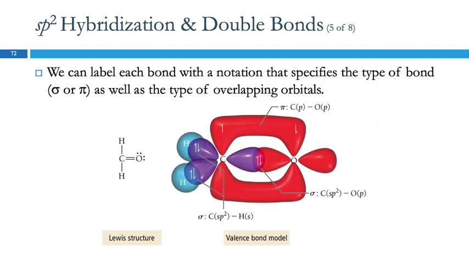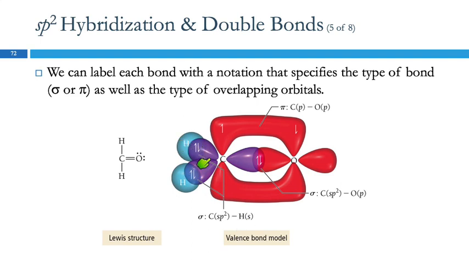So this is that same picture. We can label these bonds to indicate what atoms are involved, what kinds of bonds they're forming, and what orbitals they are using. So this bond here is an end-to-end overlap, and so that's a sigma bond between carbon and oxygen. The carbon here is using an sp2 hybrid orbital. The oxygen is using a p orbital. This bond is also a sigma bond between carbon using an sp2 hybrid orbital and hydrogen using an s orbital.